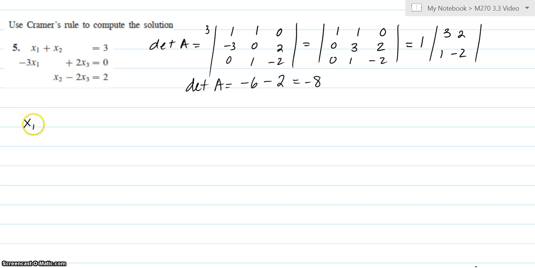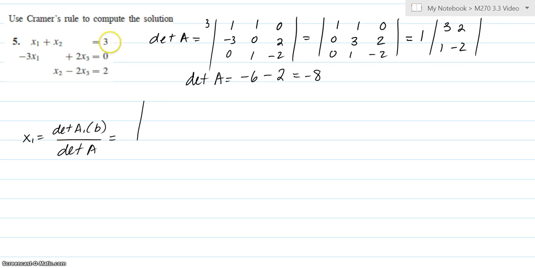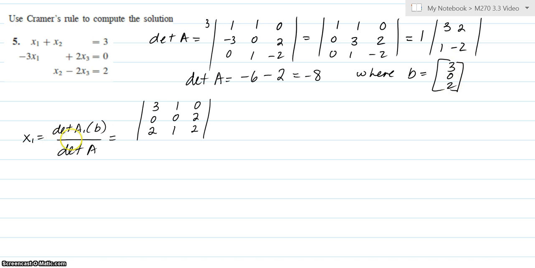And then I'm going to look for x1. We know it's the determinant of A1 of b all over the determinant of A. And I'm going to write that as, the b is 3, 0, 2. So I'm going to put that in the first column. I'm going to leave the second column alone, and I'm going to leave the third column alone. So that's what A1 of b is. And we know this one's negative 8 already.